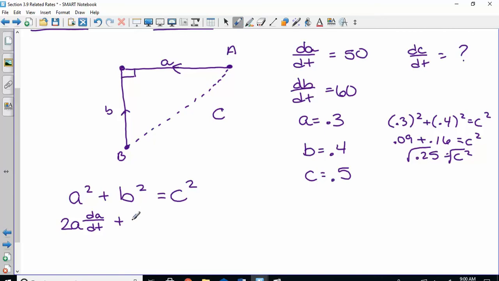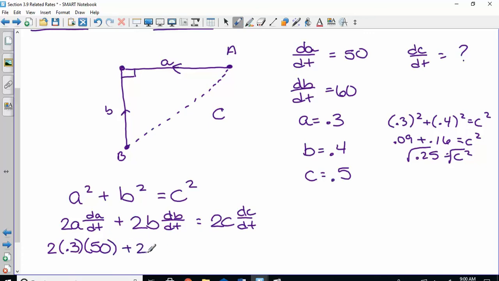Plus, what's the derivative of B squared? 2B dB dt. And the derivative of C squared? 2C dC dt. So now we plug in everything. So A is 0.3, dA dt is 50, B is 0.4, dB dt is 60.